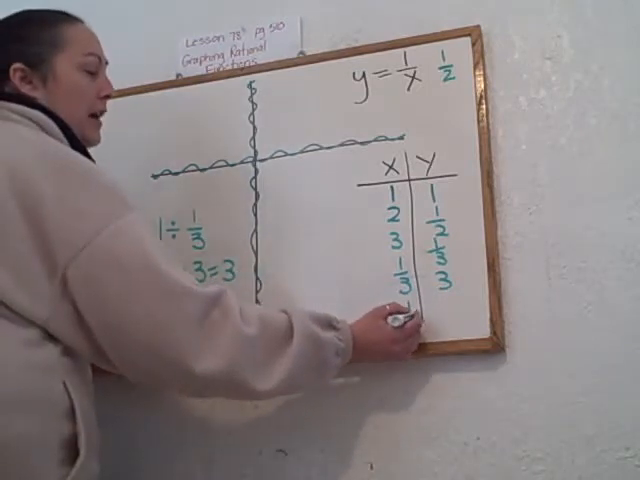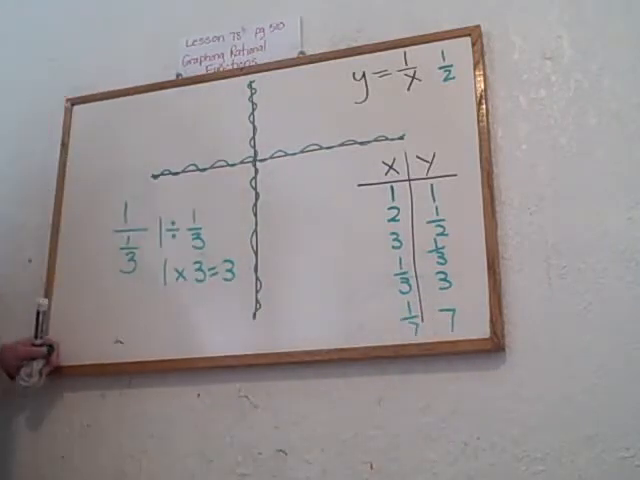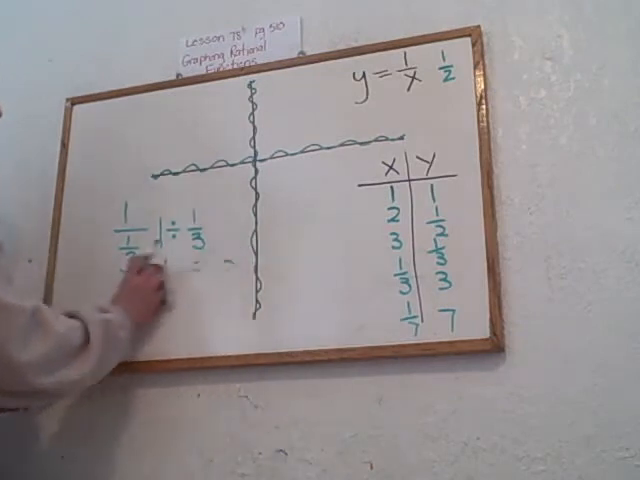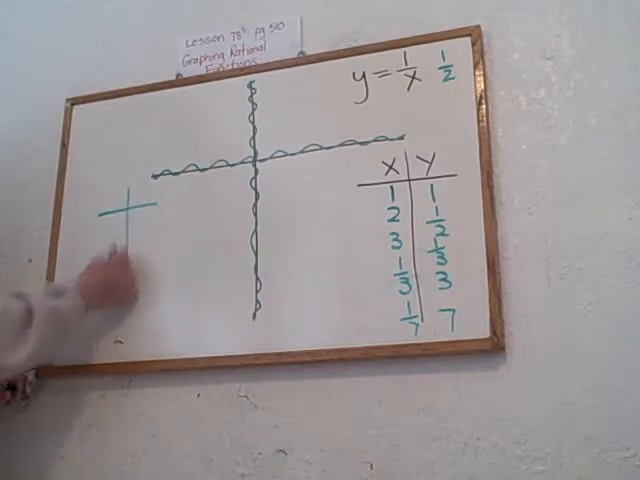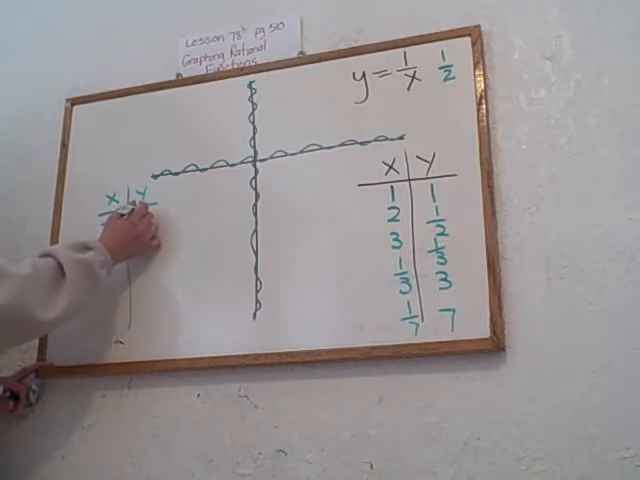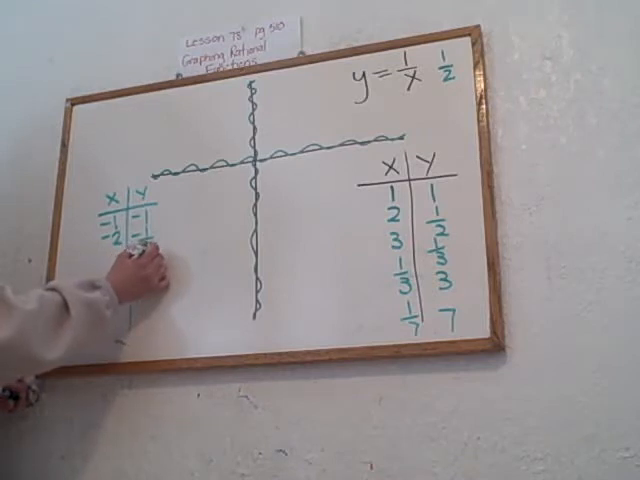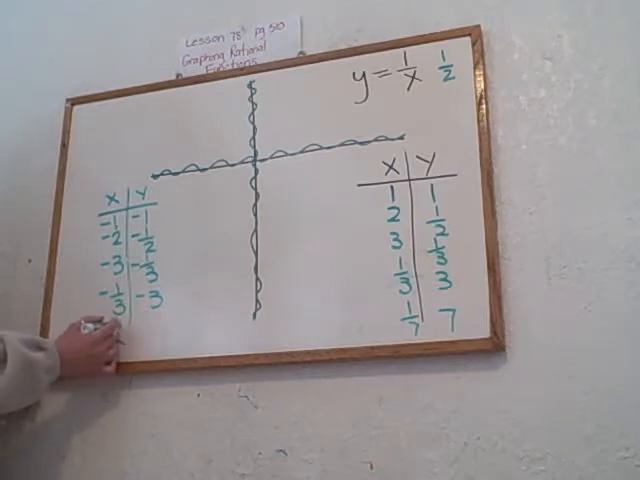So if I have 1/7, then my y value will be 7. The negative values are exactly the same as the positive values in this case. If I let x equal negative 1, y would also equal negative 1. If I let x equal negative 2, y would equal negative 1/2. If I let x equal negative 3, y would equal negative 1/3. And if I let x equal negative 1/3, then y will equal negative 3. If I let x equal negative 1/7, y will equal negative 7.